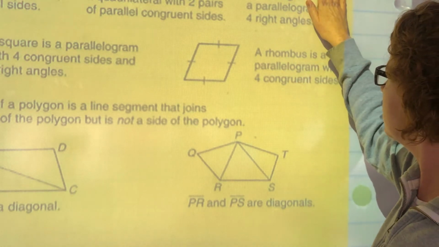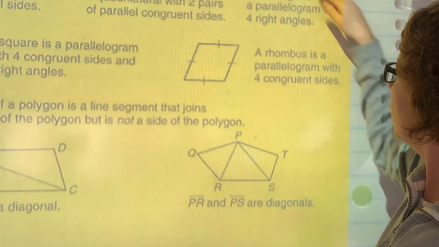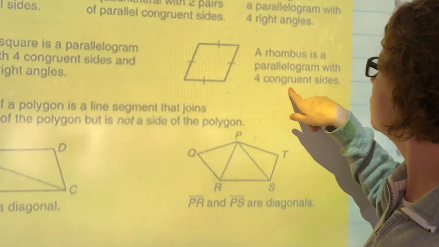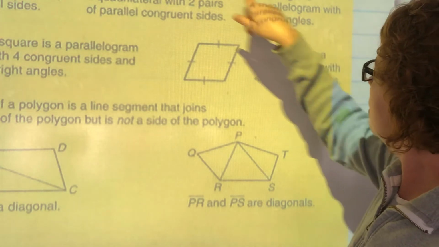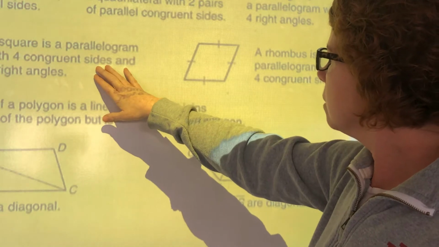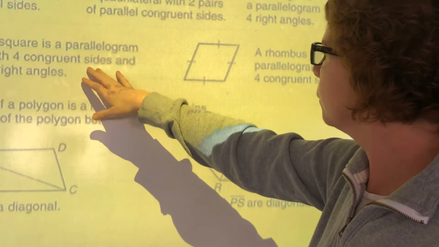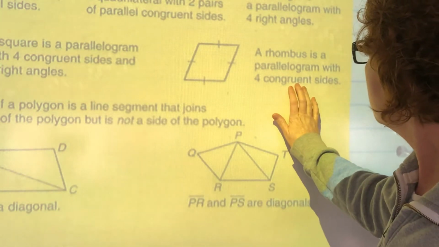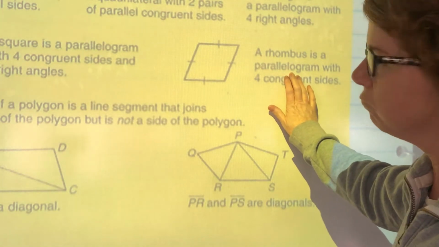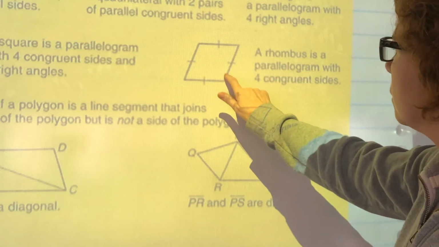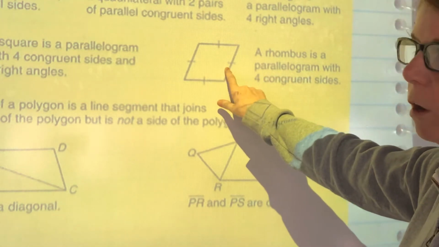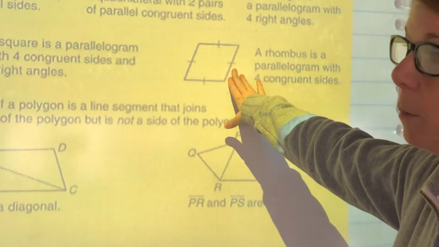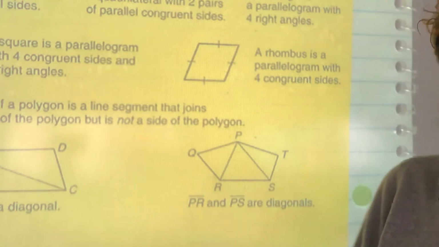Could we call a rectangle a rhombus? Well, a rectangle is a parallelogram, but it doesn't have 4 congruent sides, so that would be a no. Could we call a square a rhombus? It's a parallelogram with 4 congruent sides and 4 right angles. So this shape couldn't be called a square, since it has no right angles. It couldn't be called a rectangle because we don't have 4 congruent sides. But it is a parallelogram, because it has 2 pairs of congruent sides.